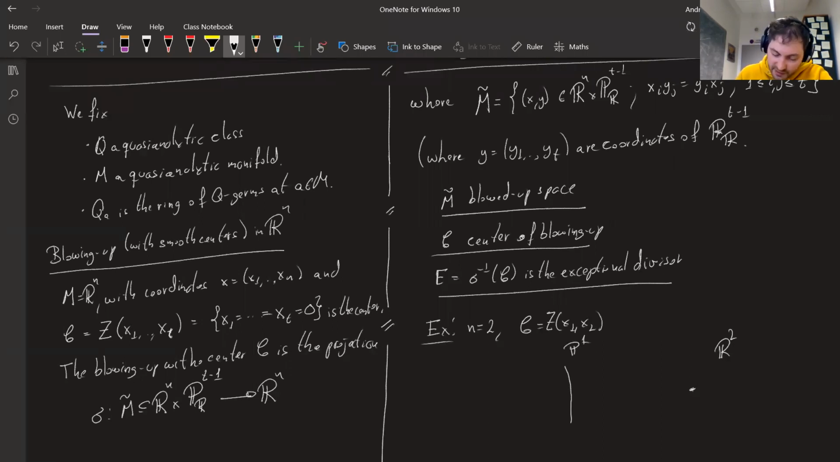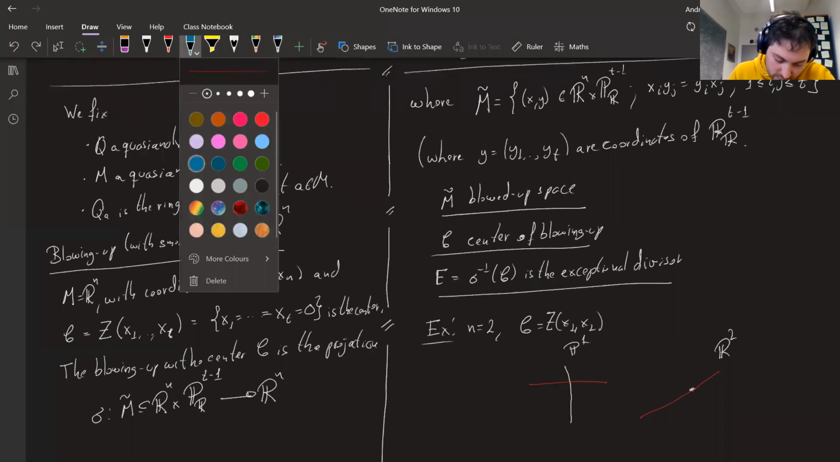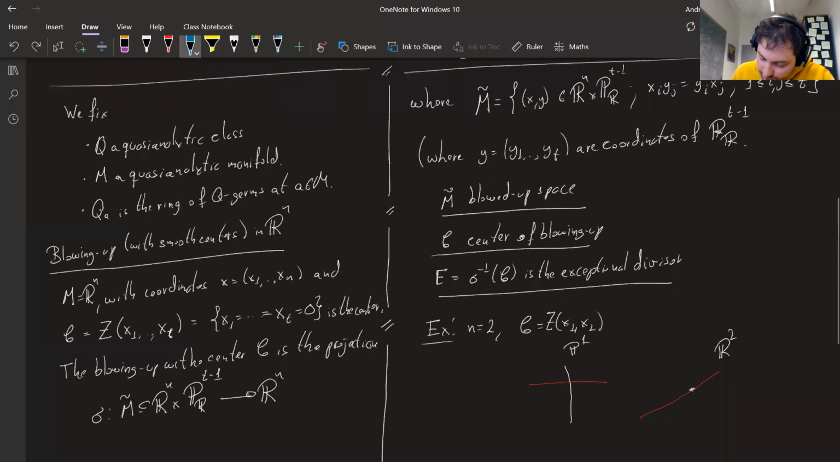And what we're doing is that every one of the different directions that are coming here are going to be given by different values. So we are just separating all of the possible directions of R2 in this case.